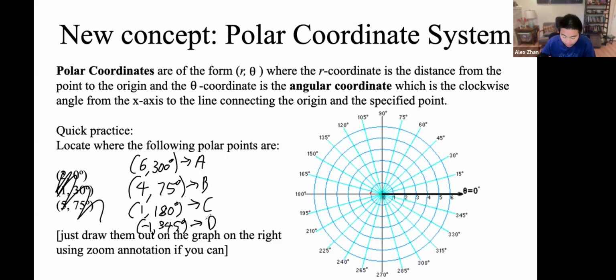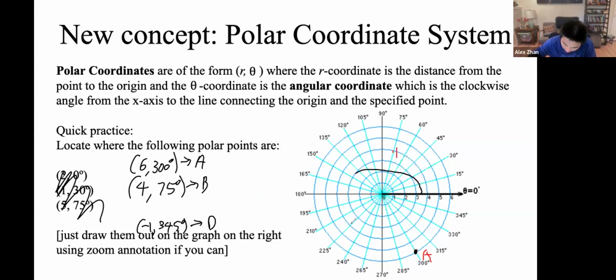So which point is that? Yes, that is point C, because we go 180 degrees counterclockwise. So then we're now facing in this direction, and then we go 1 unit along here. Yes, that's good. So I will erase point C because we have done that one. Point A, 6 at 300. Okay, yeah, good.